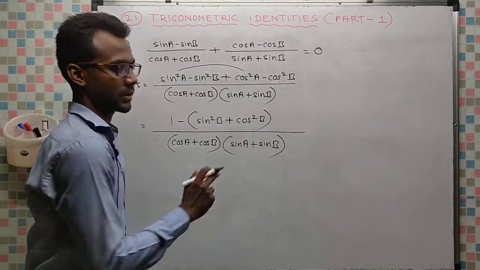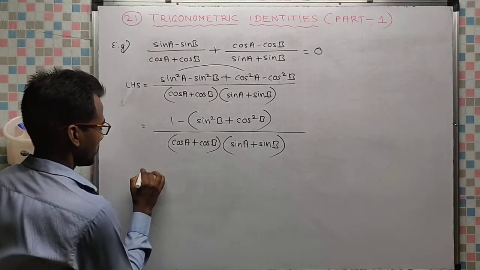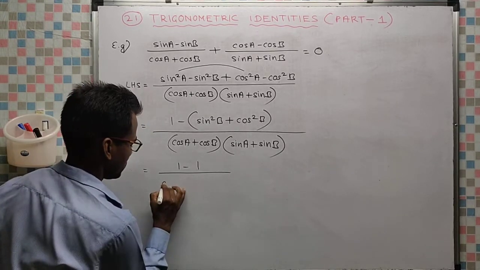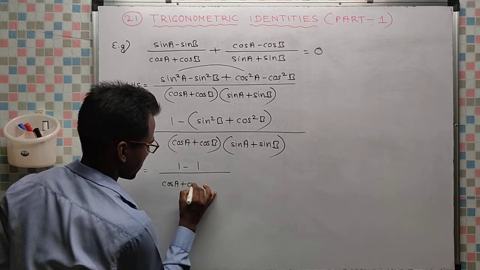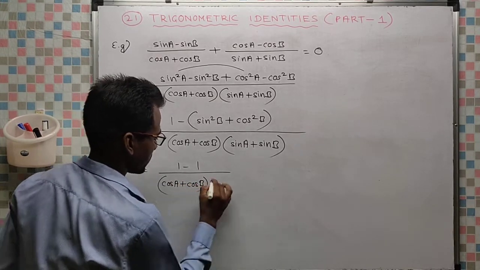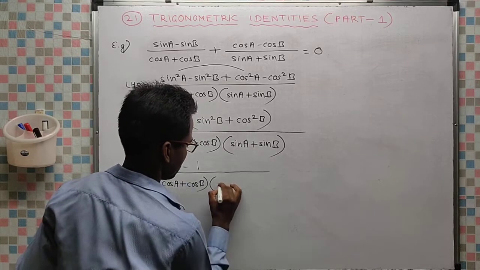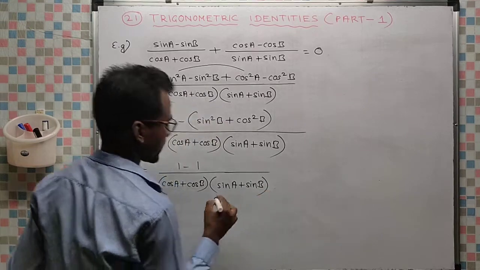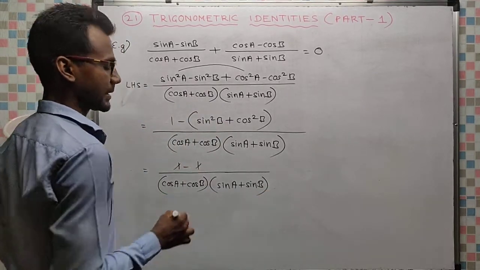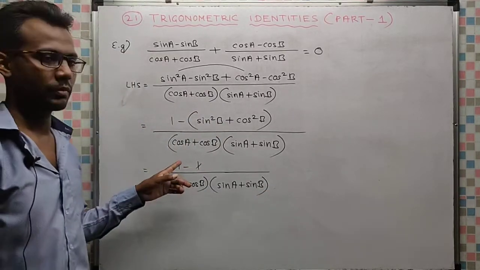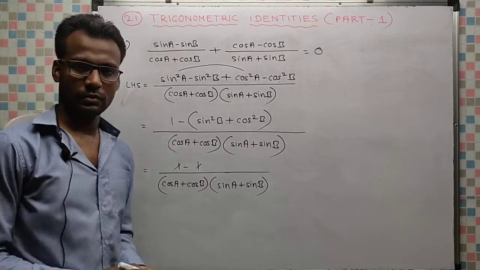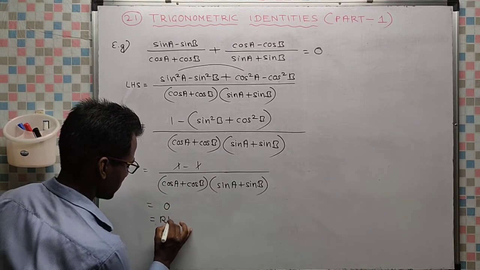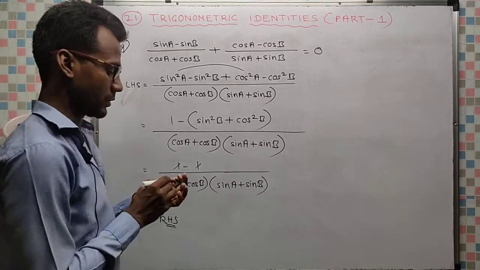Okay, what is sin square B plus cos square B? 1. So in the numerator we have 1 minus 1, whole by (cos A plus cos B) whole into (sin A plus sin B). 1 minus 1 cancel, 0. Okay, so numerator is 0. 0 by anything is 0. Okay, so this is 0, which is RHS.